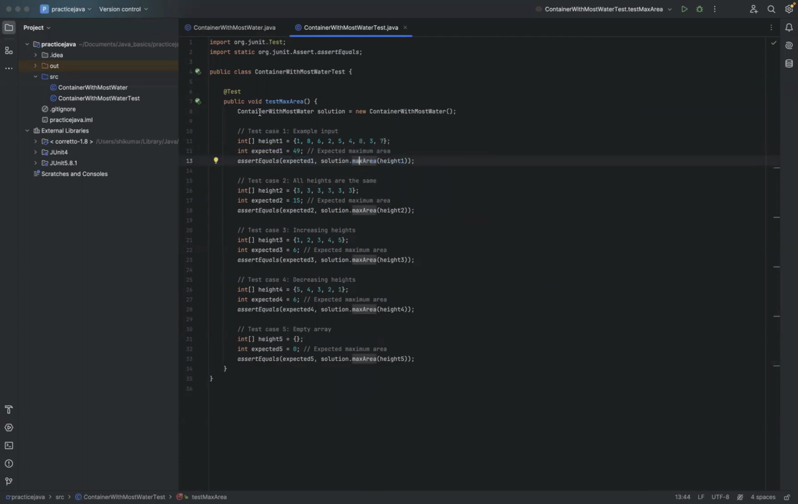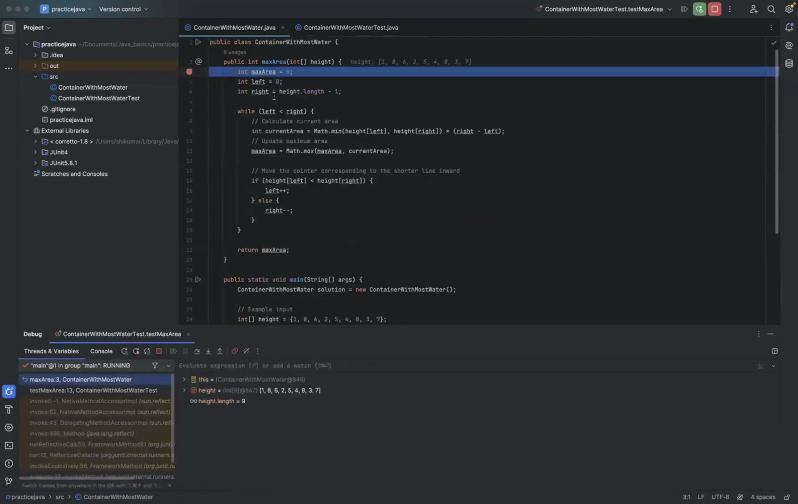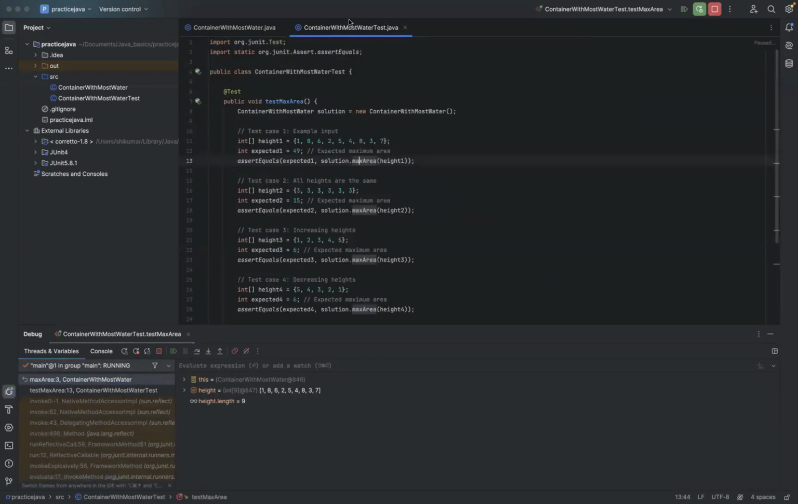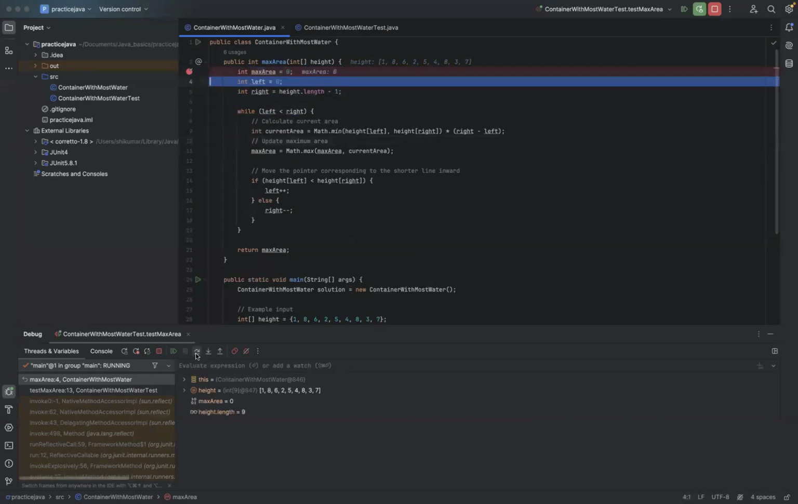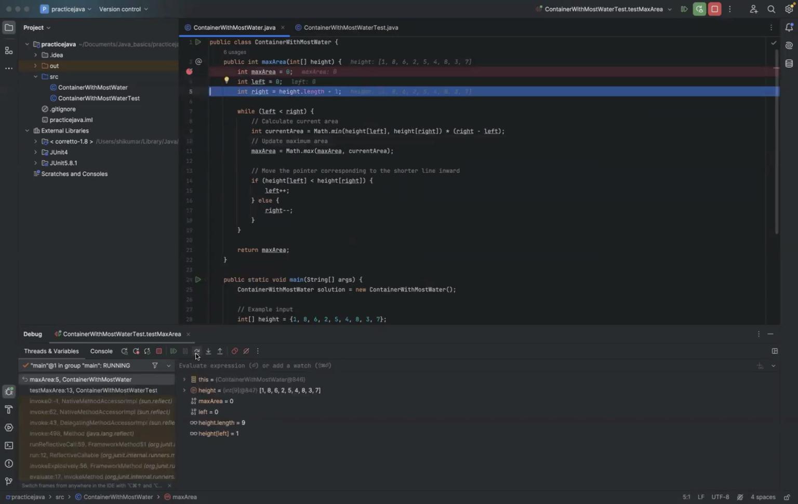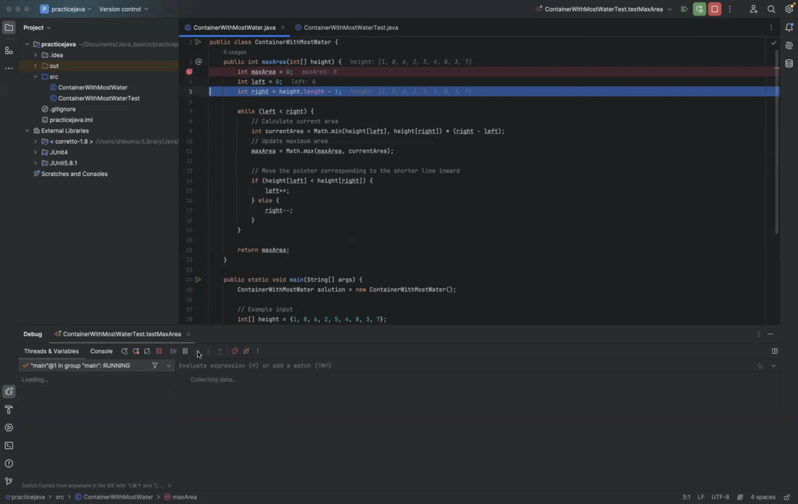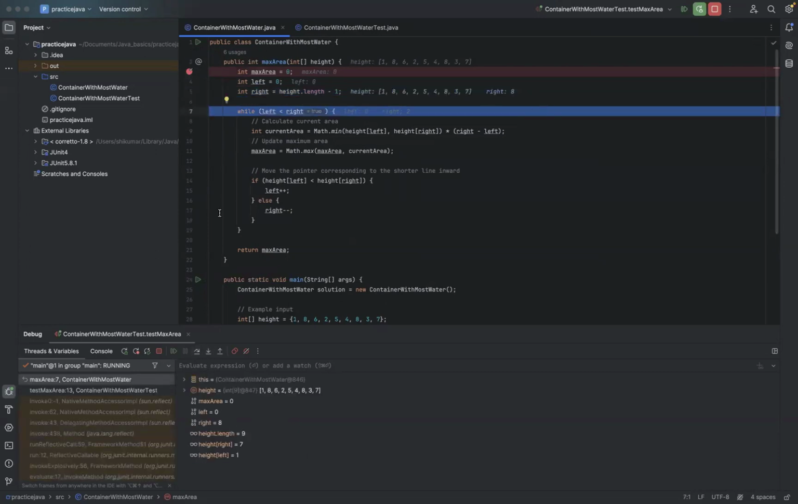So yeah, we will run this. I have already kept a debugger point at the max area function, so it will directly go to that point. See, it came over here. Whatever height we passed came here, and in the very first iteration we are doing a few initializations. So I will go to the next line. We initialize max area, we initialize left, and here we are getting the right. So right we will get here as 8.